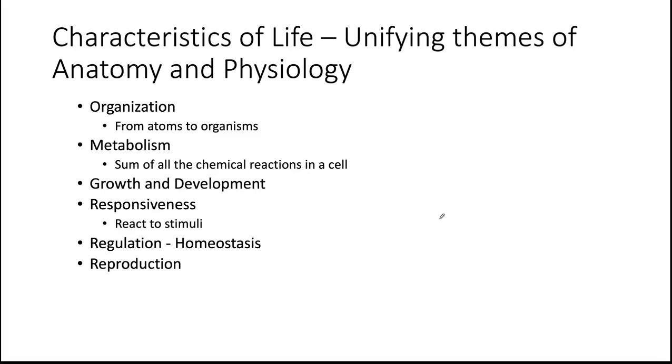So we have organization. When you look at the way our bodies are formed, we start with the smallest atom. These atoms come together to form molecules, which then come together to form organelles and cells and tissues and organs and organ systems, and finally an organism. All of this is very ordered and organized.